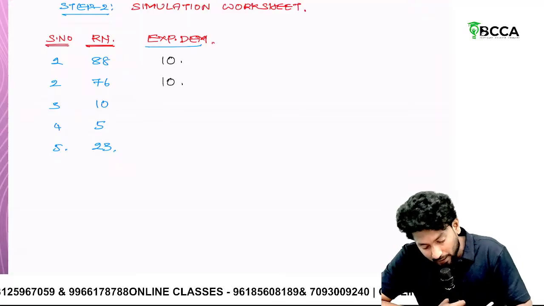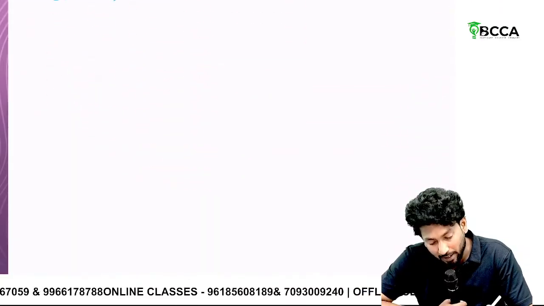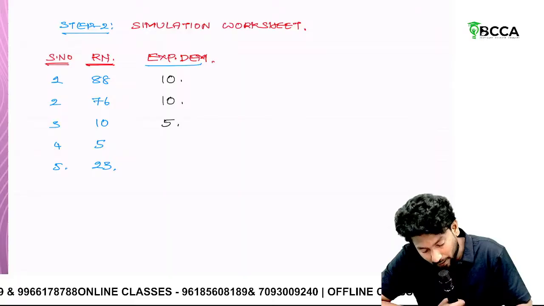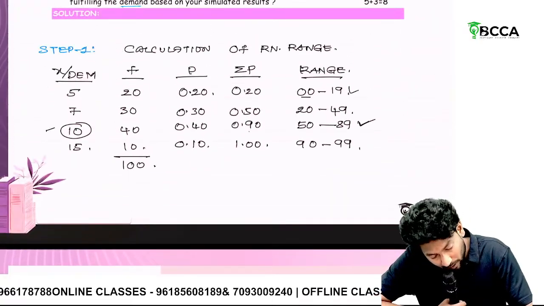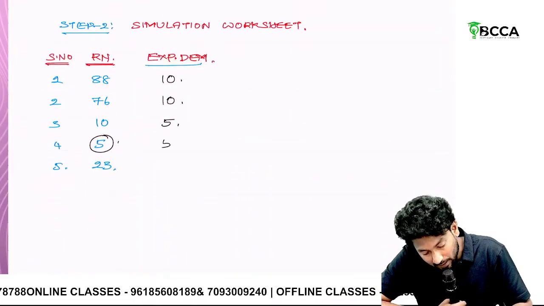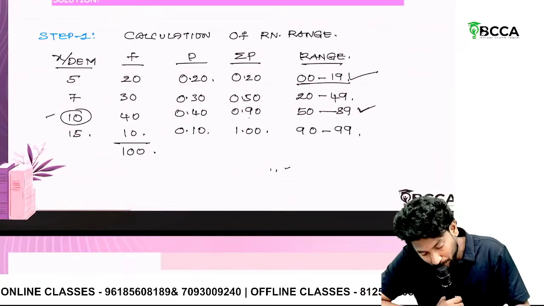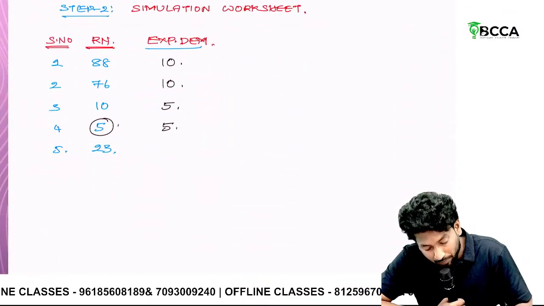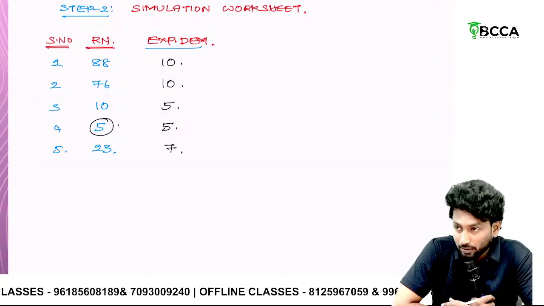Next, third random number 10. That falls under the first class interval. Expected demand, how much, sir? 5. Fourth random number 5 also falls under the first class interval, first range. Expected demand there is 5. Next random number 23 falls under the second class interval. Expected demand there is 7.